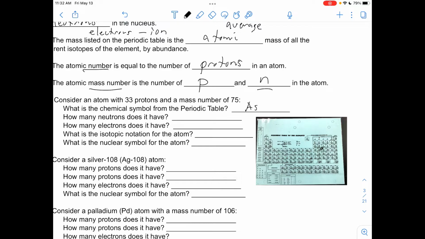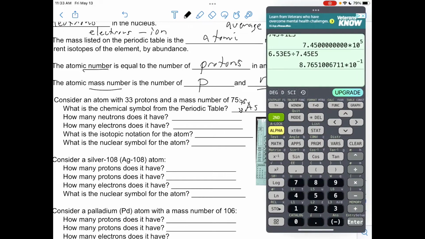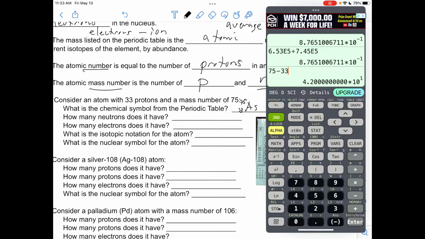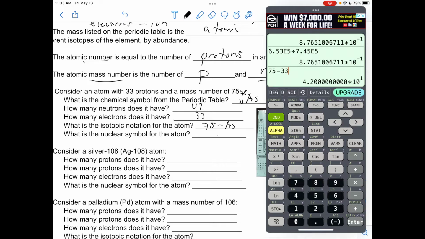So As. It has a mass number of 75, so it's 75 over 33. How many neutrons? I'm going to subtract those two to get neutrons. 75 minus 33 gives me 42. So it's 42 neutrons. How many electrons? It doesn't say that it's charged, so I'm going to assume it has the same amount as protons. Isotopic notation would be the mass number and then the element. And then the nuclear symbol would be As. I already wrote it up there, but I'll write it again. 75 over 33.